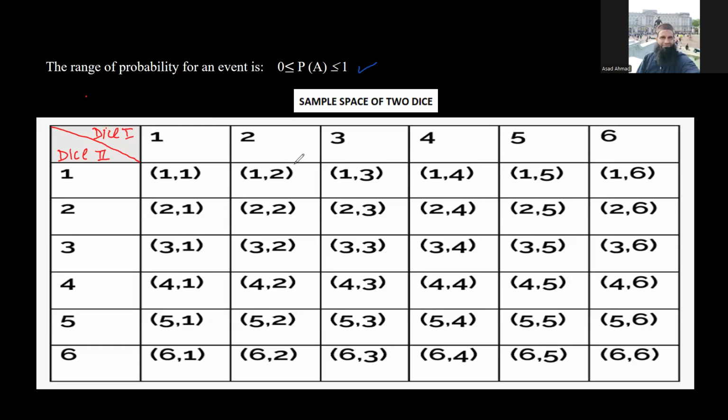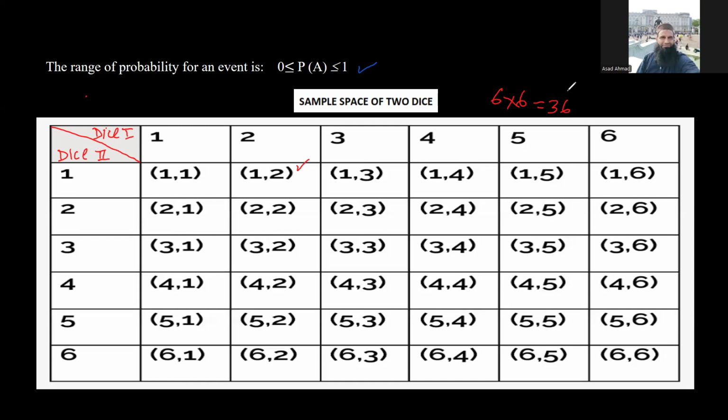Then if we keep on pairing the numbers, on die number 1 there is 1, and the second die contains 1. So by pairing the numbers 1 and 2, 1 and 3, 1 and 4, 1 and 5, 1 and 6, this is basically the possible outcomes for rolling two dice together. So maximum there can be 36 possible outcomes, like 6 into 6, because there are six sides on each die. So all possible outcomes are written here.